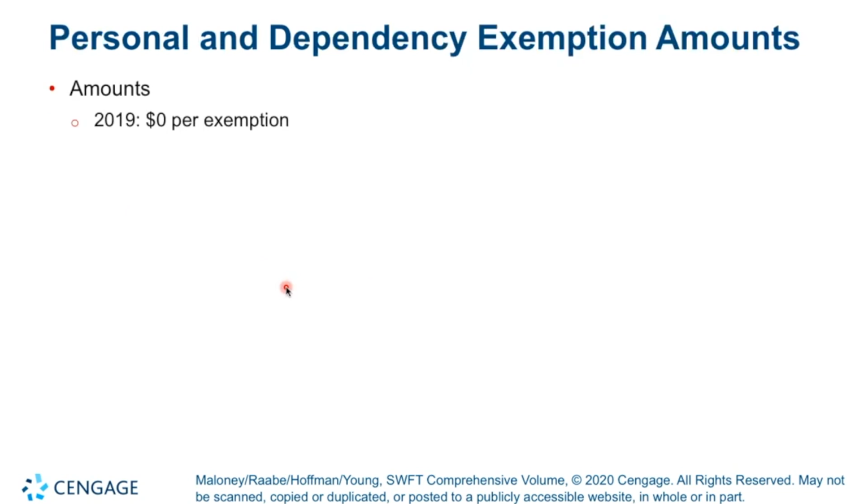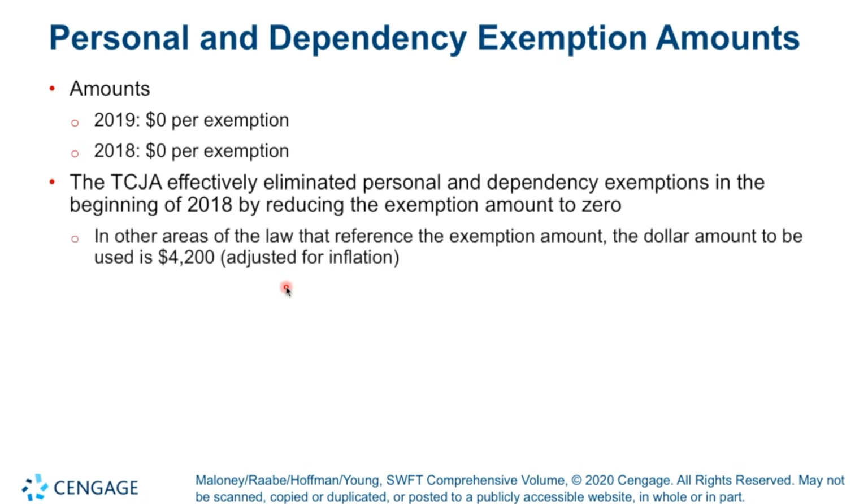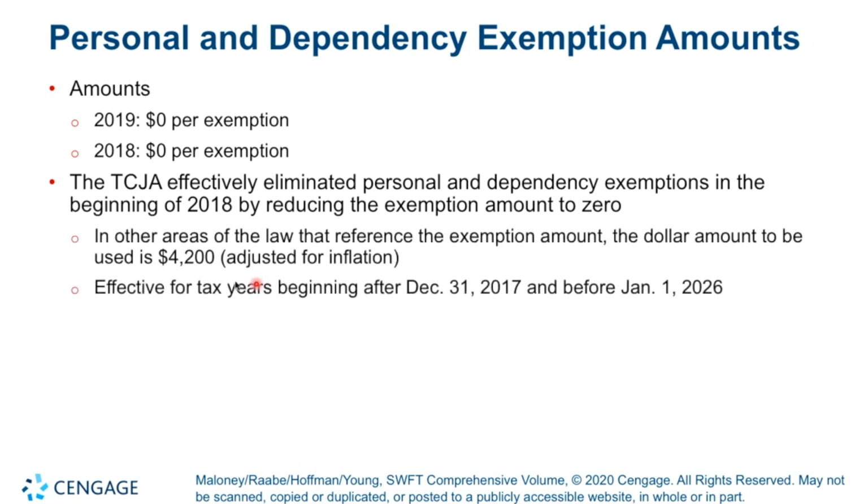All right, so our personal dependency exemption amounts are zero. Starting in 2018, the tax changes made them zero. However, the amount it would have been is $4,200.